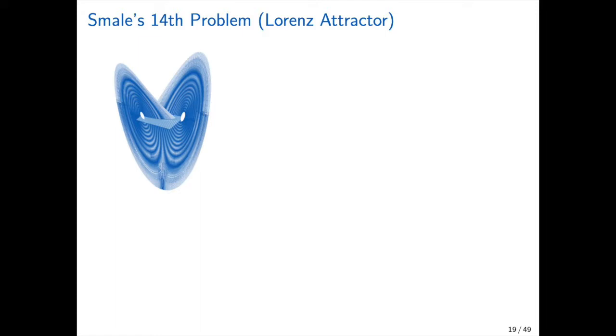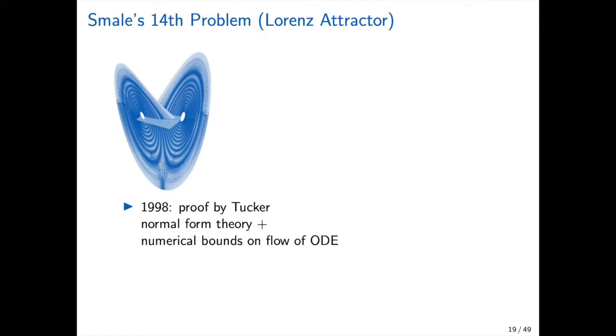Another computer-assisted proof, we're probably going to talk about this for the rest of this talk, is Smale's 14th problem about the Lorenz attractor. It was proved in 1998 by Tucker with a combination. So the proof consisted of classical analysis, normal form theory, and also relied on numerical bounds on the flow of the ODE. And this is sort of what I've verified in Isabelle, this computation of numerical bounds, and also what to deduce from that.